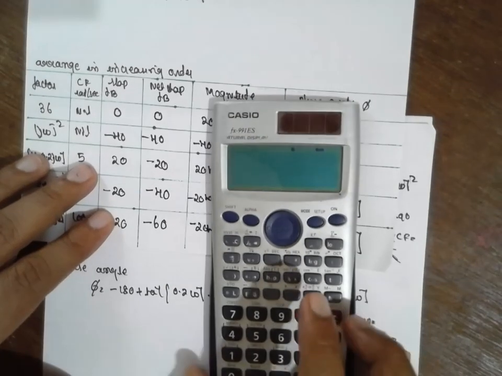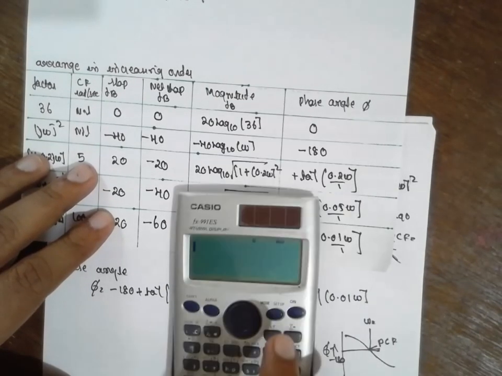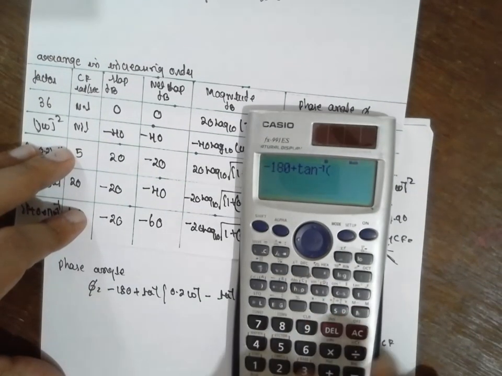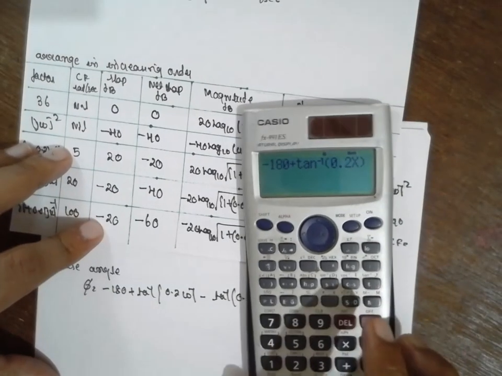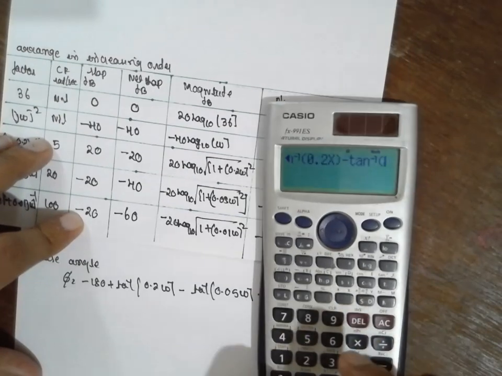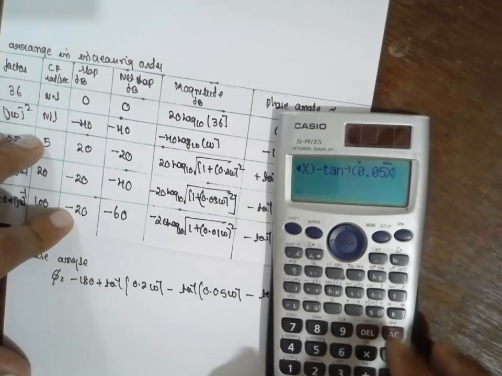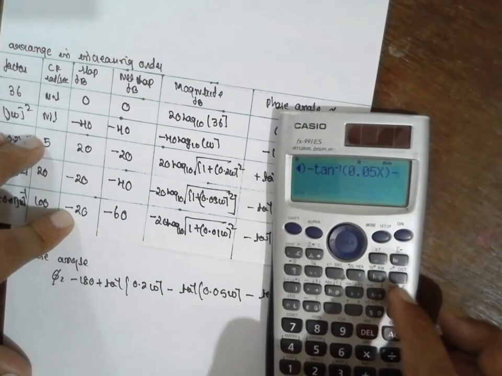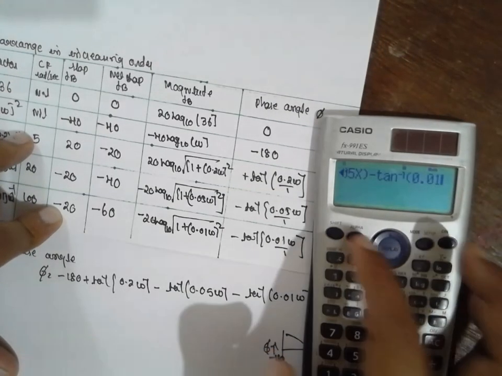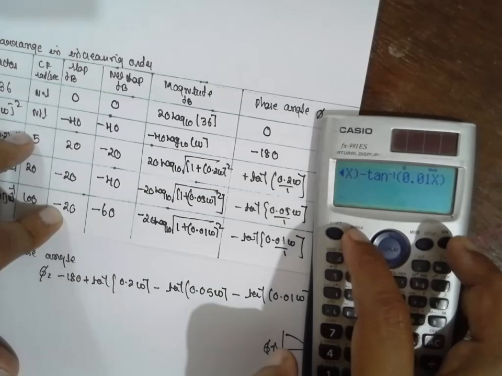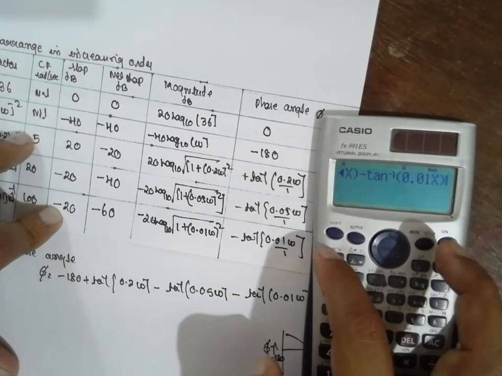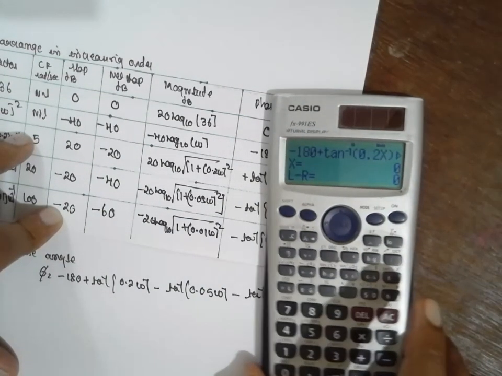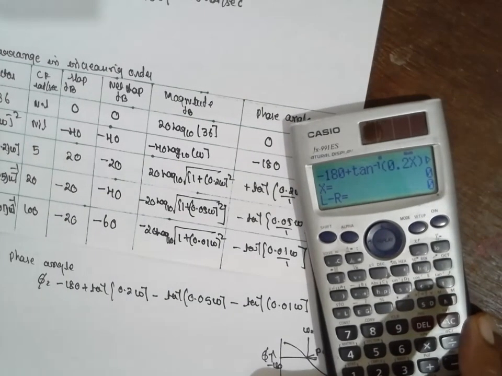Shift clear 3 all. -180 plus tan inverse 0.2 alpha x, close the bracket, minus tan inverse 0.05 alpha x, close bracket, minus tan inverse 0.01 alpha x, close the bracket, alpha is equal to -180, shift cal, answer.